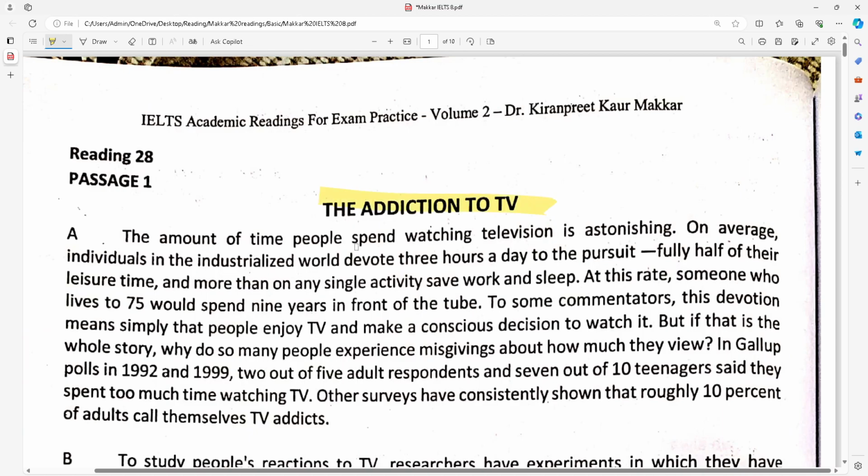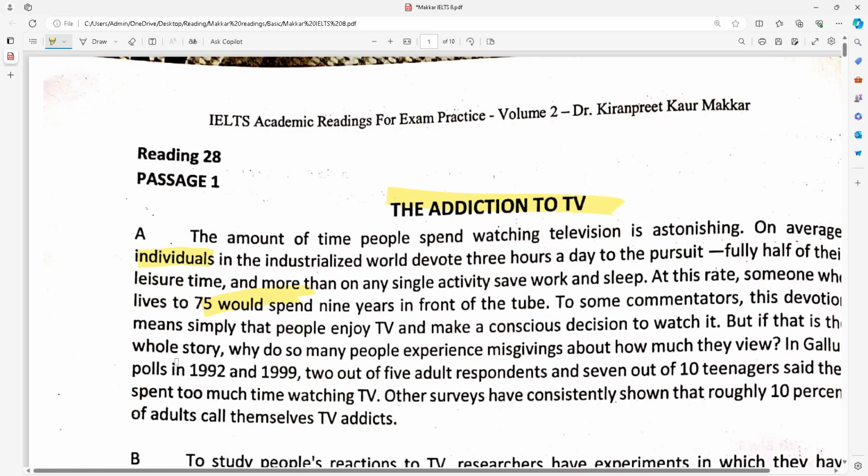The amount of time people spend watching television is astonishing. On average, individuals in the industrialized, now they're talking about individuals, but they're not talking about males or females, in this industrialized world, devote 3 hours a day to the pursuit, fully half of their leisure time, and more than on any single activity, save work and sleep. At this rate, someone who lives 75 would spend 9 years in front of the TV.